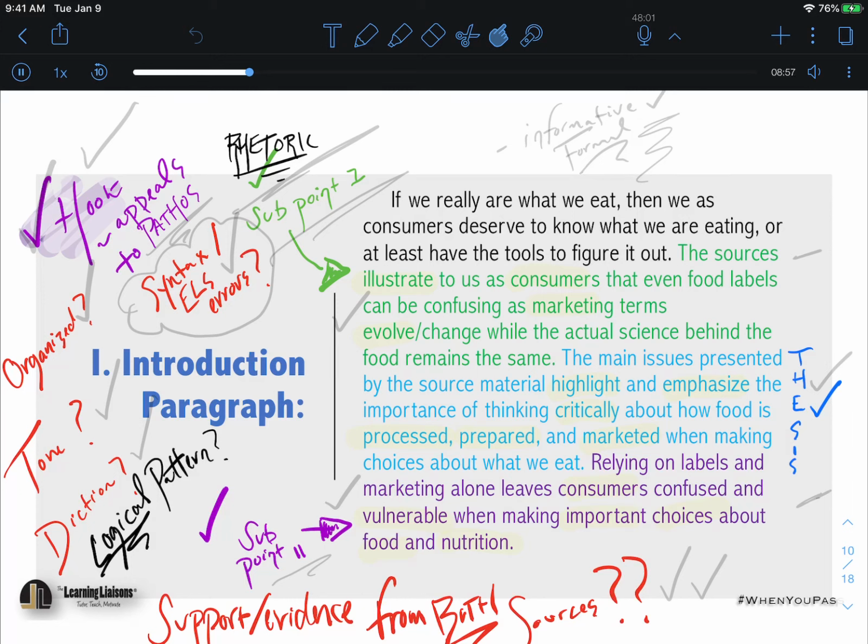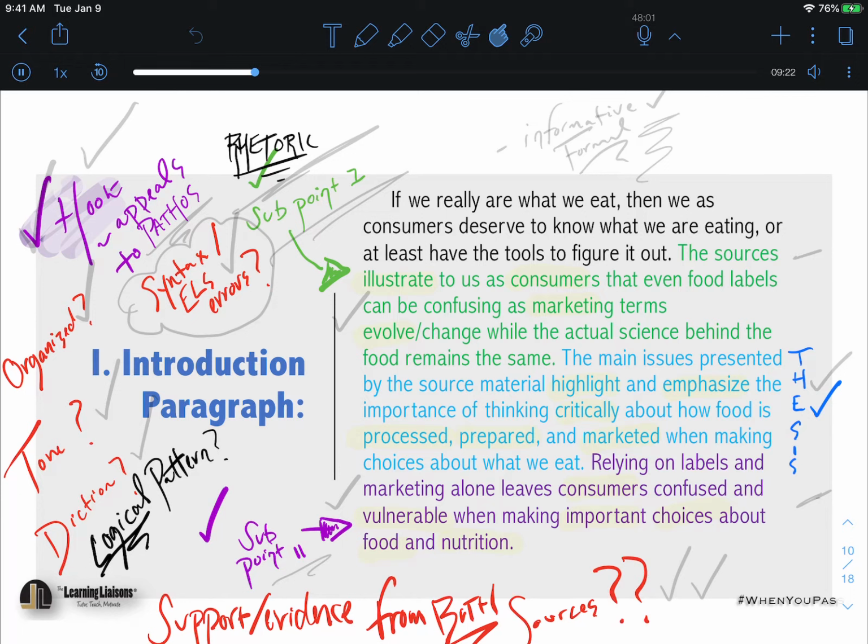Introduction paragraph. If we really are what we eat, then we as consumers deserve to know what we are eating, or at least have the tools to figure it out. The sources illustrate to us as consumers that even food labels can be confusing as marketing terms evolve and change, while the actual science behind the food remains the same.